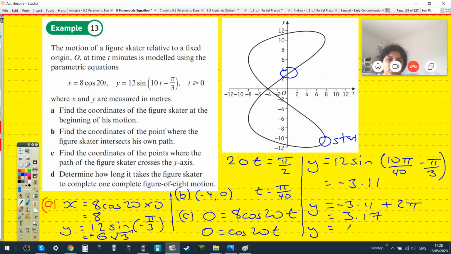Minus 6.3. That's wrong, because on the graph it's like next to minus 12. What did you put into your calculator? Minus 3.11 minus pi. 2 minus 3 is not the same as 3 minus 2. It should be pi minus the first answer. Well, pi minus 3.11. Very good.